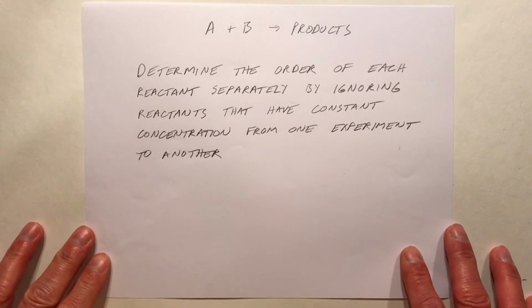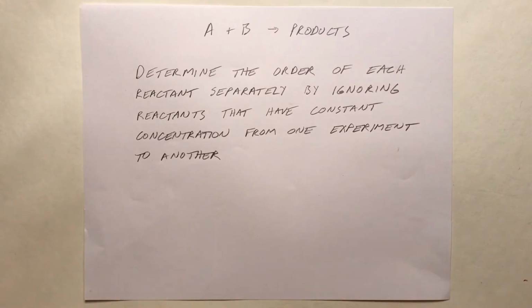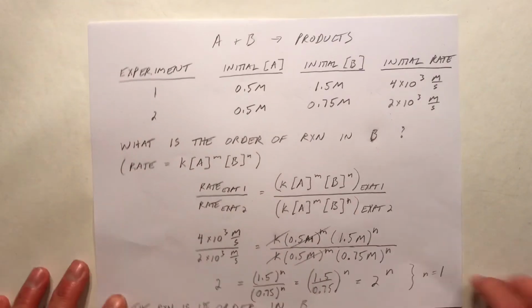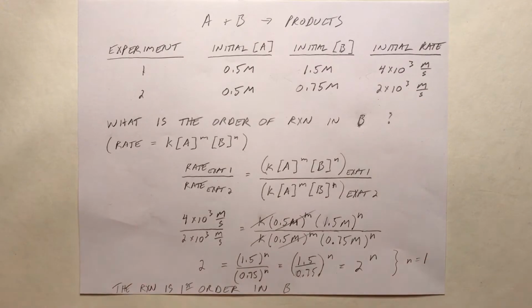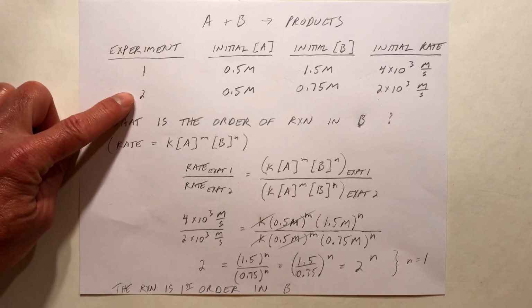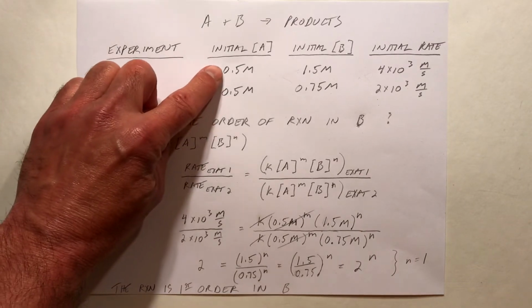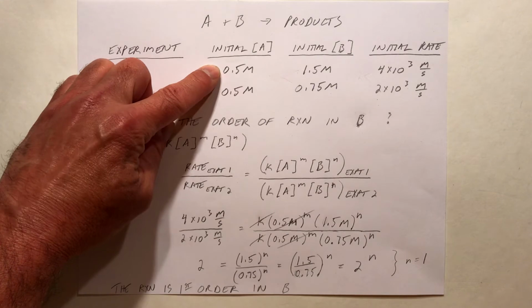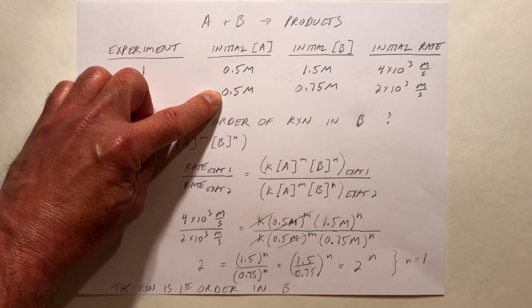So when you have a reaction with multiple reactants, determine the order of each reactant separately by ignoring the reactants that have constant concentration from one experiment to another. Here's an example. We have A plus B forming products, and we have two experiments set up. Notice that in both experiments 1 and 2, the initial concentration of chemical A is kept constant.